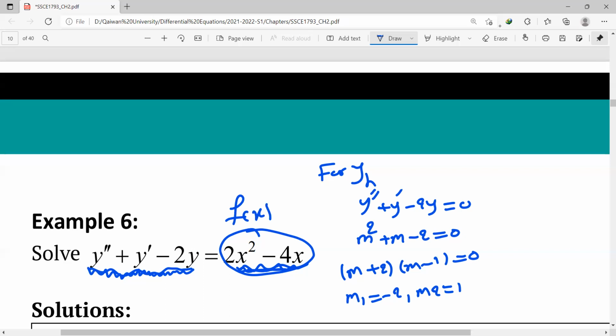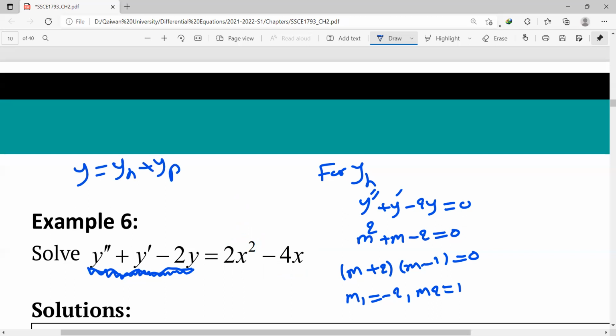Okay, we are going to find the solution. What's the solution? The solution is y equals yh plus yp. We must find these two. For yh, we let f of x be 0. That means we are going to check the homogeneous part, so the right hand side becomes 0, and what we get is a second order linear homogeneous differential equation.